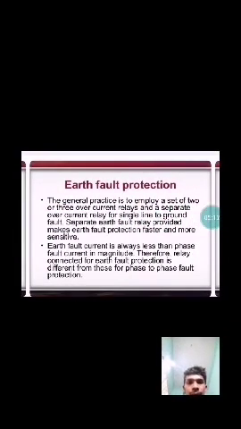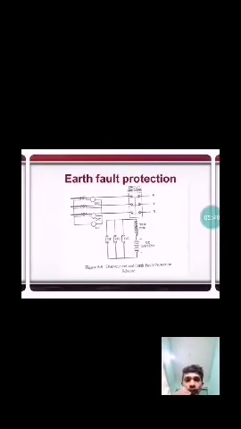Earth fault protection. It is generally practical to employ two or three overcurrent relays and a separate relay for line to ground faults, and the earth fault protection is faster and more sensitive. Yet earth fault current is always less than the phase fault current in magnitude, therefore the relays are coordinated. Earth fault protection is different from phase to phase fault protection. Earth fault protection network diagram.